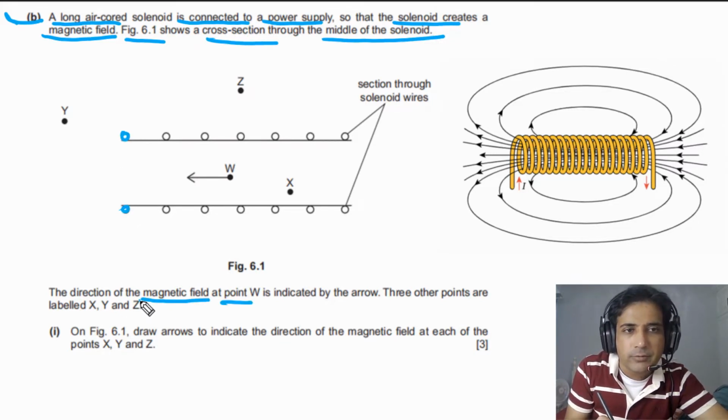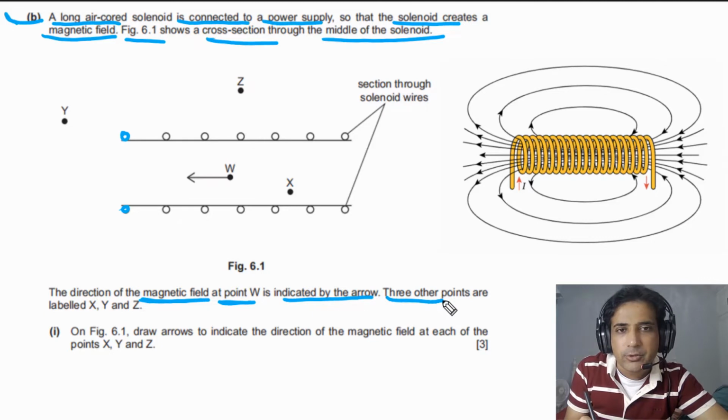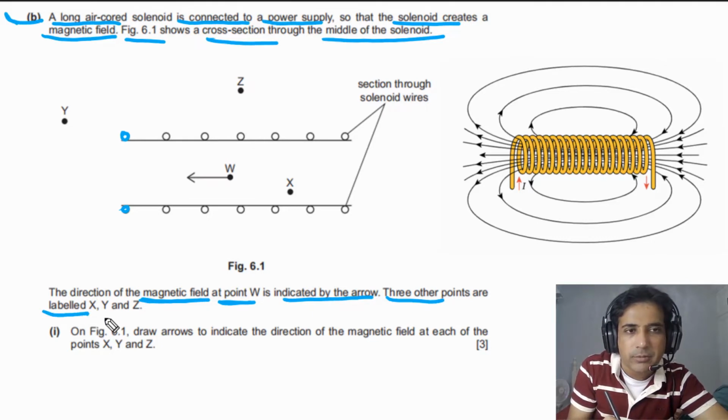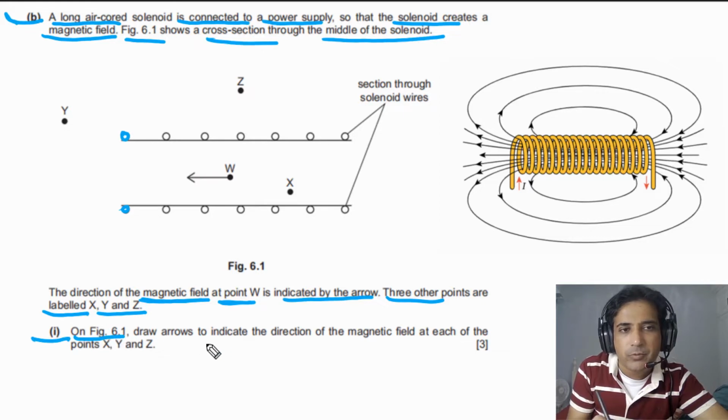It is also given to us that the direction of the magnetic field at point W is indicated by the arrow. 3 other points are labeled X, Y, and Z. For part B1 on figure 6.1, we need to draw arrows to indicate the direction of the magnetic field at each of the points X, Y, and Z.